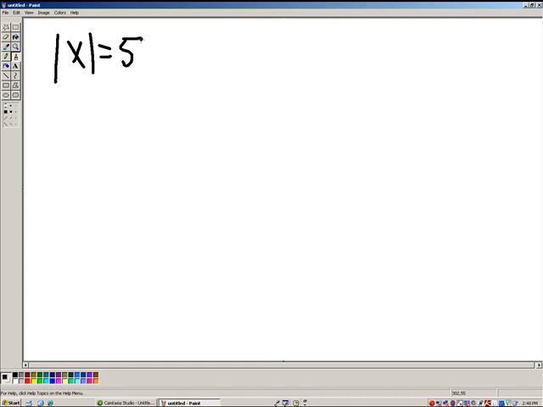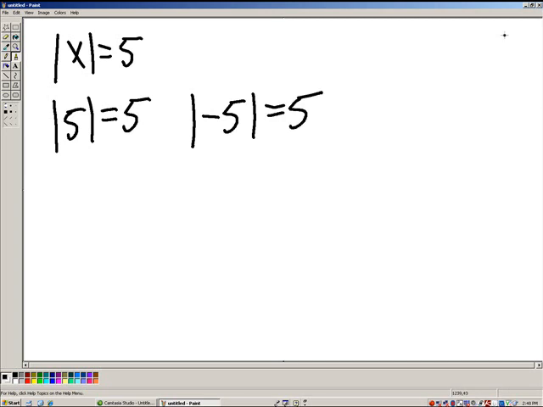So the obvious answer might be, well, the absolute value of 5 is 5. And that is correct. But the absolute value of -5 is 5 as well. When we're solving an absolute value equation, we need to account for the possibility that x can be either positive 5 or negative 5. We've said that the absolute value has to be positive. Absolute value is positive. And that is true. Absolute value is always positive.